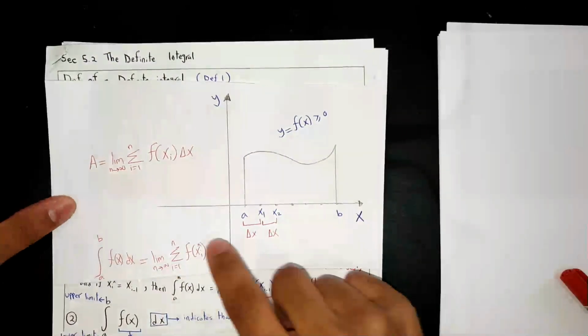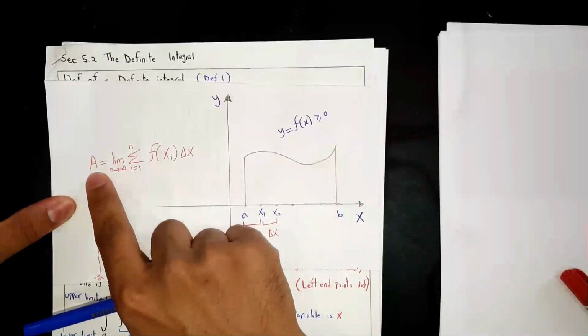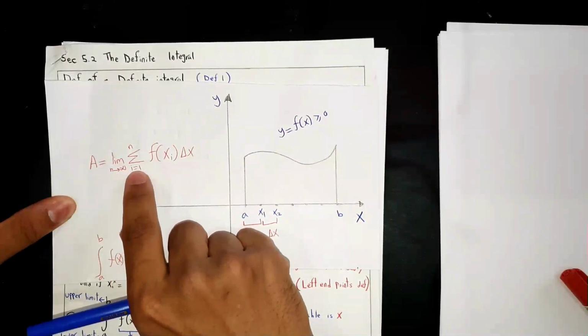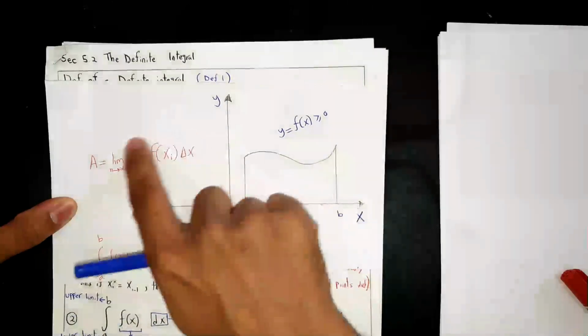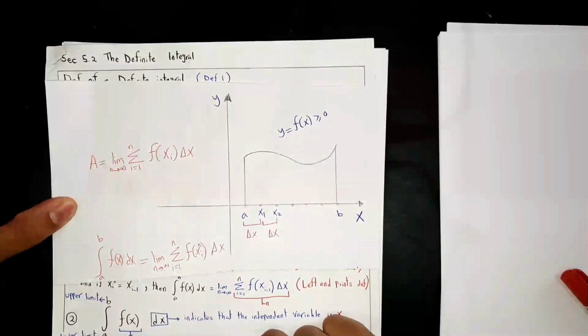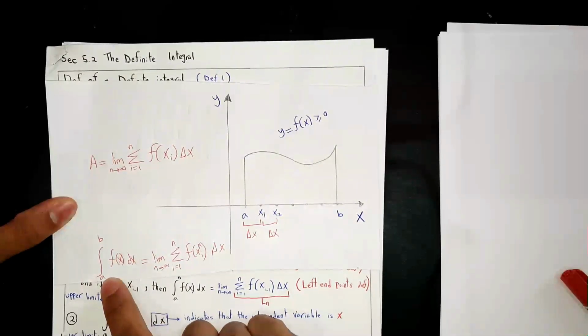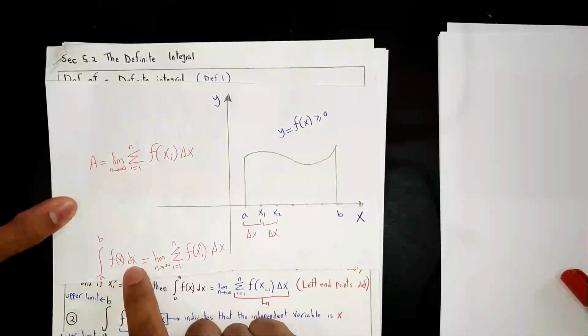At the end of the day, we had a formula for the area, which is equal to the limit of summation f of xi delta x. In fact, this limit of summation occurs a lot in the application, so we will give it a name and a notation, that is the integral from a to b f of x dx.